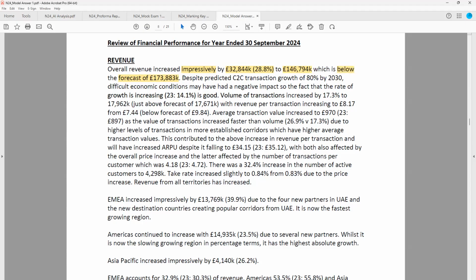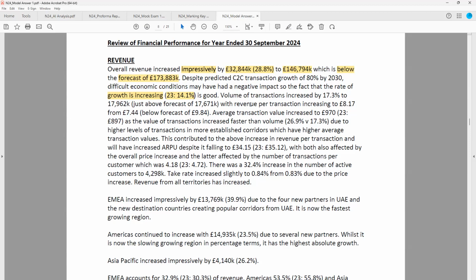Then give some market context. Because the C2C transaction growth is expected to be this, you may say that it's possibly disappointing, or they could be on track to exceed the market. But what I've said here is, despite the growth in the market, there are difficult economic conditions, so that may have had a negative impact. So the fact that the rate of growth is increasing, so definitely compare it to prior year growth, and that's obviously exceeded prior year growth.